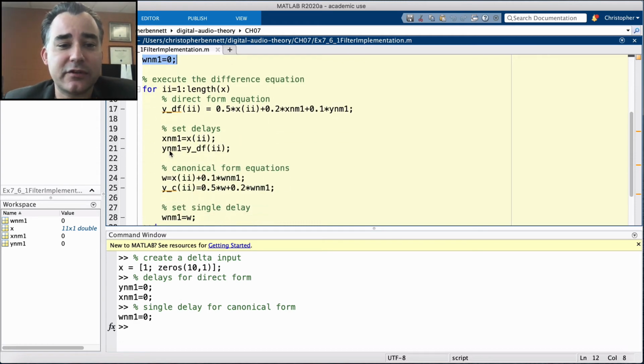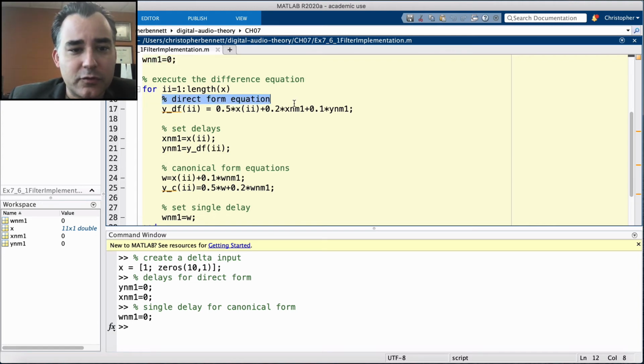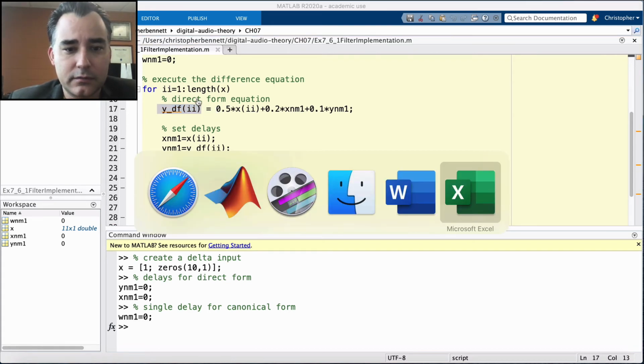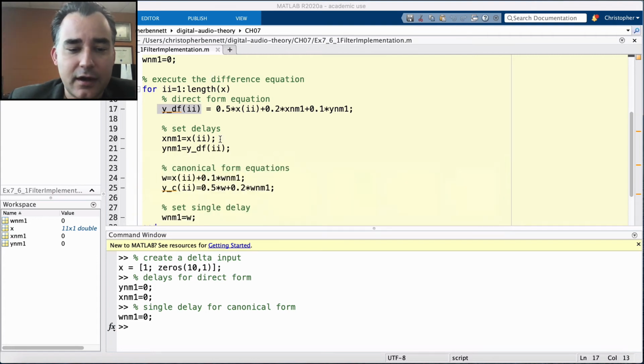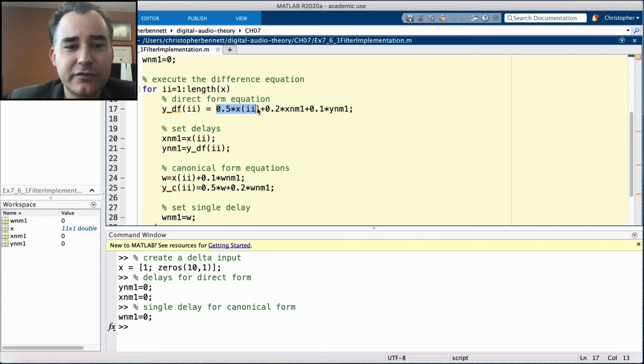Now let's take a look. Let's execute these difference equations here. Let's start off with direct form. That's these lines right here. So the output equals, well, look, let's pull up the, oh, I lost it. If you recall from the block diagram, we had a scaled version of the input plus a scaled version of the input delayed and some feedback coming in from the output. Once we've calculated our current output sample, we need to take our current input sample and set it to XNM1 for the next time through. And we need to take our current output and set it to YNM1 again for the next time through.